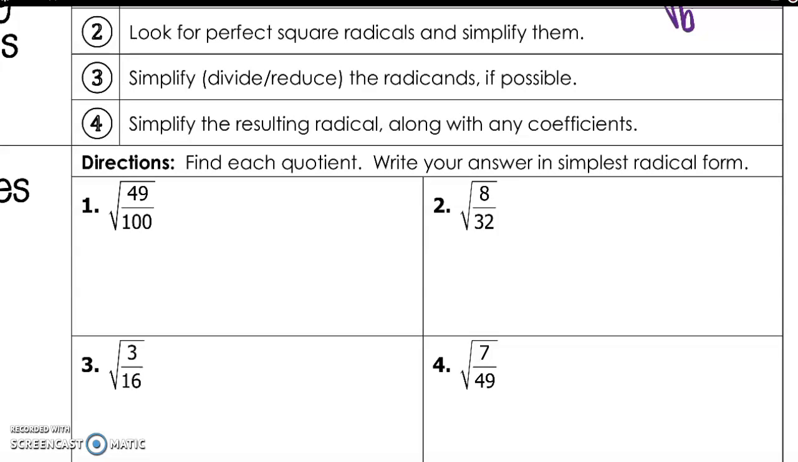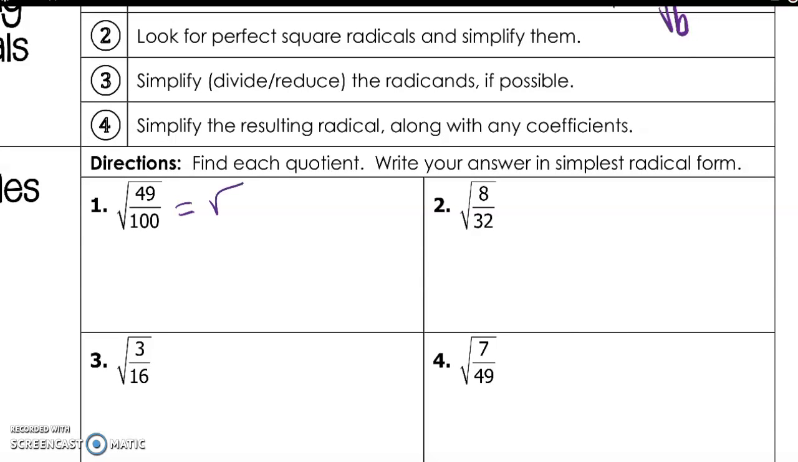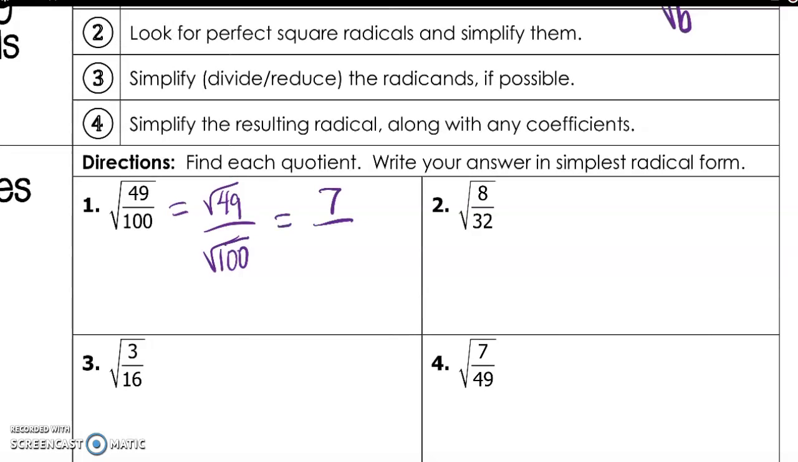So for number 1, if we look at 49 and 100, those are both perfect squares. So some of you might not need to take this step to actually write them like this, but it is helpful to see that that is what we're actually doing, is we're simplifying it by taking the square root of each one separately. So then the square root of 49 is 7, the square root of 100 is 10, and we are finished. So some of your answers might come out to actual fractions with numbers in them instead of square roots.